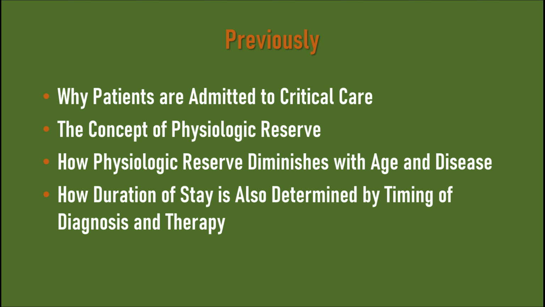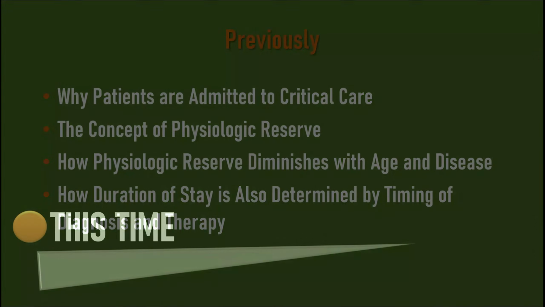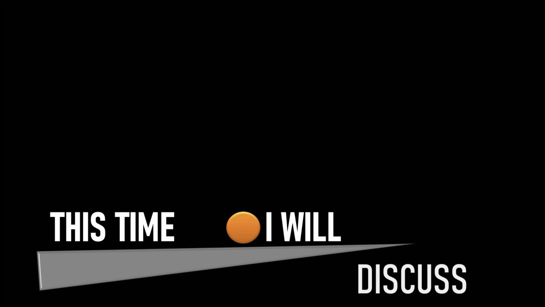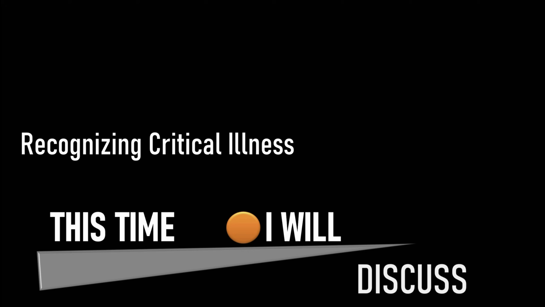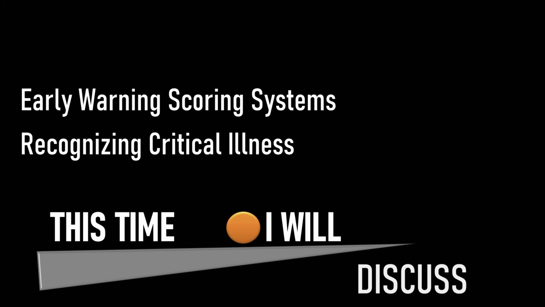Welcome back. In the previous tutorial, I discussed why patients are admitted to critical care. I discussed the concept of physiologic reserve and how physiologic reserve diminishes with age and disease. I also explained how duration of stay is determined by the timing of diagnosis and therapy. In this tutorial, I will discuss how we can identify or pre-identify patients who are critically ill or at risk for becoming critically ill. And the key component to this tutorial is a discussion of early warning scoring systems.